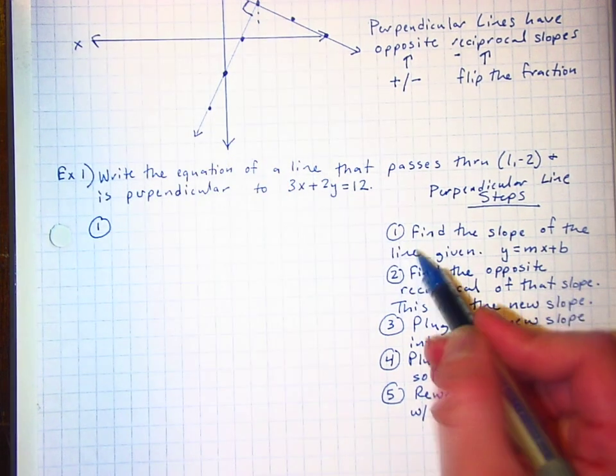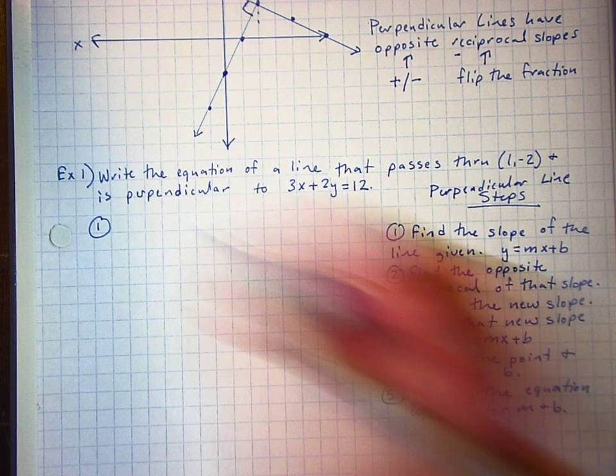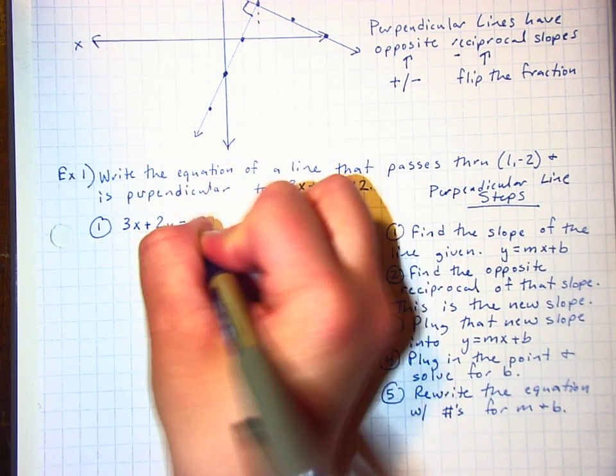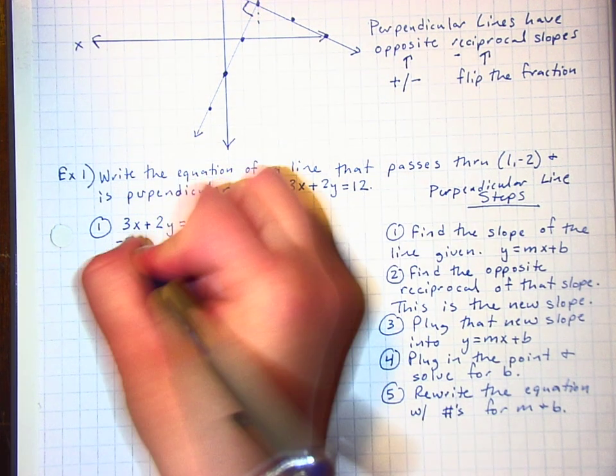Okay, step 1. Find the slope of the line given. Make it look like y equals mx plus b. Okay, so the equation looks like this. And I'm trying to make it look like y equals mx plus b, so I'm going to try to get the y by itself. So the first thing I'm going to do is subtract 3x from both sides.